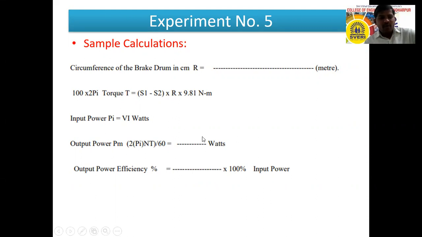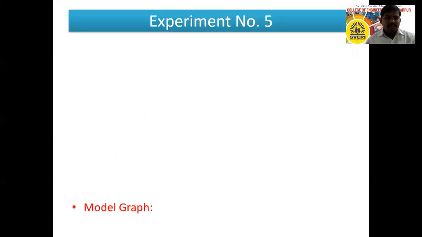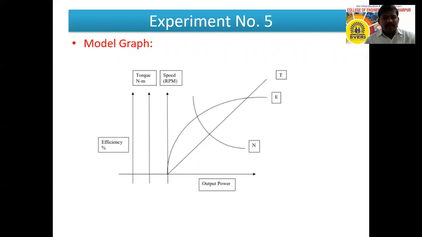So we will get the output power. And after that, we are calculating efficiency at each and every reading. Efficiency equals output power divided by input power into 100. So we will get the efficiency. Now after that we want to plot the graphs according to the readings.